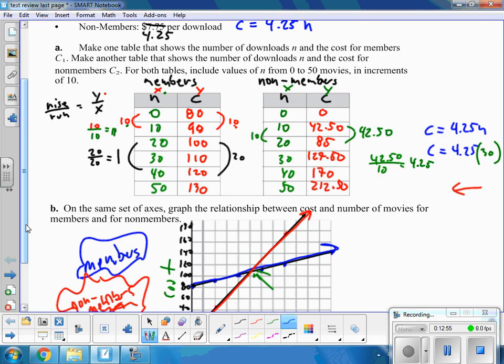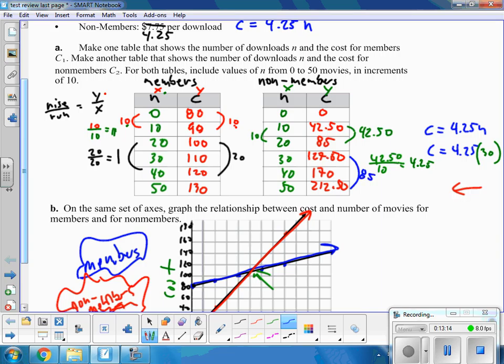Let me look at it in a different place. Let me look from here to here. Let me go from the 30 to the 50. So 127.50 going to 212.50. So I'm typing in my calculator 212.50 minus 127.50, and I get 85.